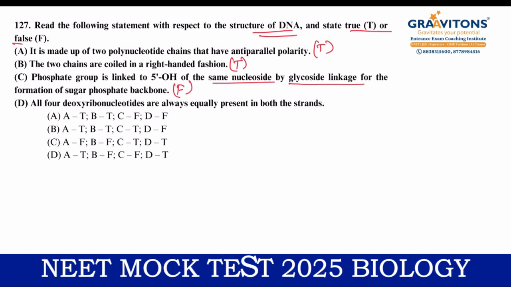Okay. So if it is for forming the sugar phosphate backbone, we have phosphodiester linkages. And statement D, all 4 deoxyribonucleotides are always equally present. Never. Chargaff's rule will not allow such. Alright, if it is a double stranded DNA. So for question number 127, answer is option A.